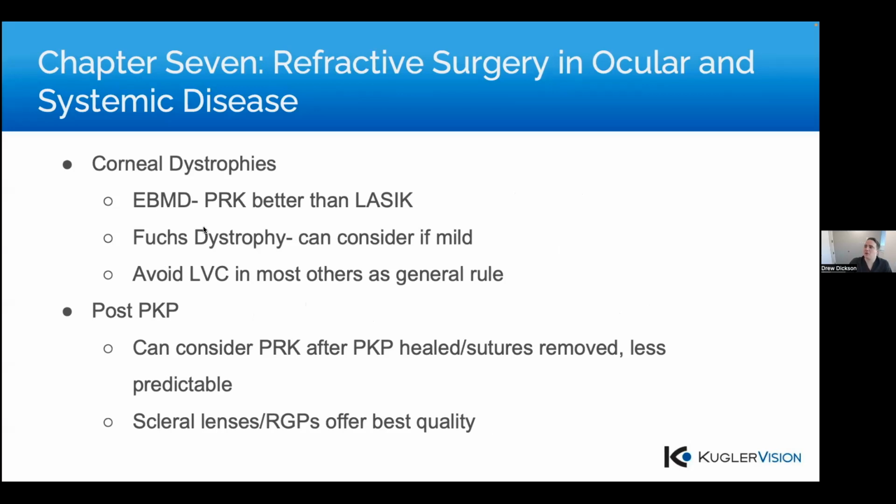Corneal dystrophies, we won't go through all of these, but some of the more common ones we'll come across are EBMD.